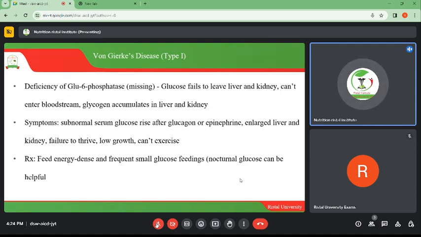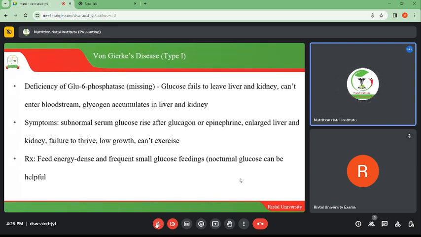And now the symptoms are a subnormal serum glucose rise after glucagon or epinephrine. There's an enlarged liver, which is the hepatomegaly. Once your liver stores a lot of this instead of it being released, it's a challenge because your liver is already packed with what is supposed to be released, and it results in that hepatomegaly, which is the enlargement or swelling of the liver.